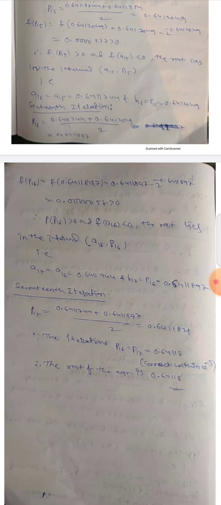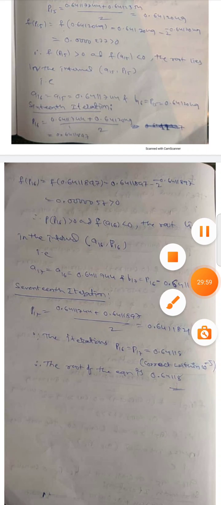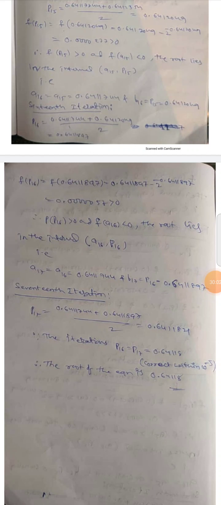Let us look at the last iteration once again. 17th iteration, P17 is equal to 0.6411744 plus 0.641189752 is equal to 0.6411821. The iterations P16 and P17 repeated here, though not necessarily consecutively. P16 is equal to P17 is equal to 0.64118, correct within 10 power minus 5. The root of the equation is 0.64118.